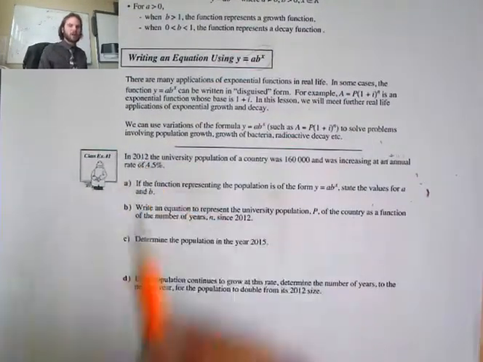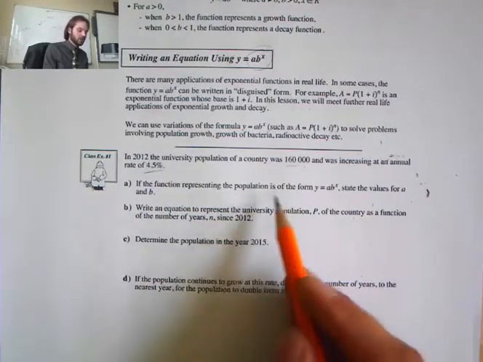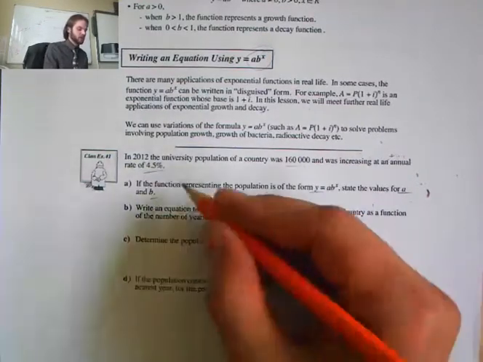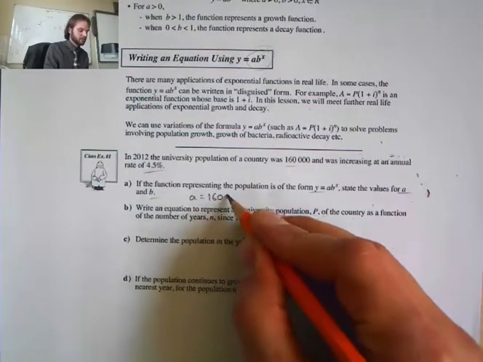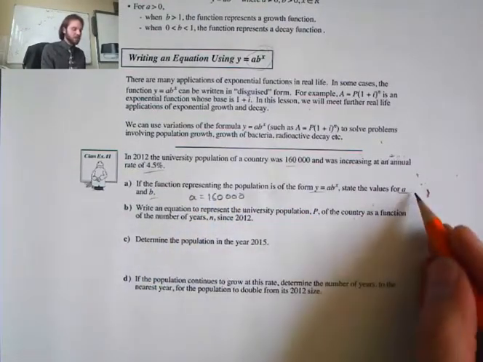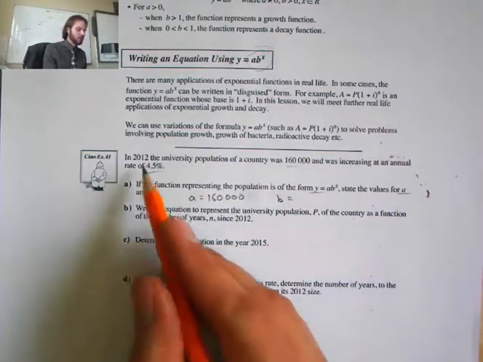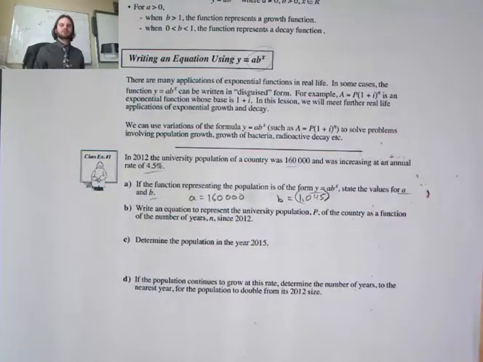It says in 2012, the university population of a country was 160,000 and was increasing at an annual rate of 4.5%. So right here it wants us to find the values for A and B in this equation. Well, A is my initial population. A is equal to 160,000. Okay? And B is going to be my increase. B is equal to, well, what is my increase? 1.045. It's very similar to the investment thing with compounding interest.